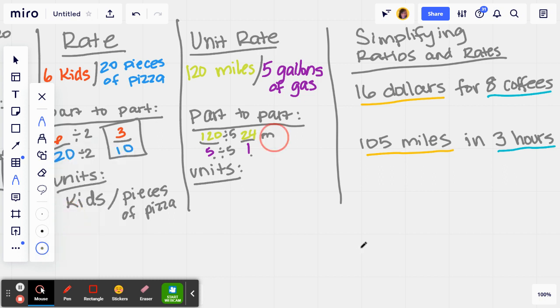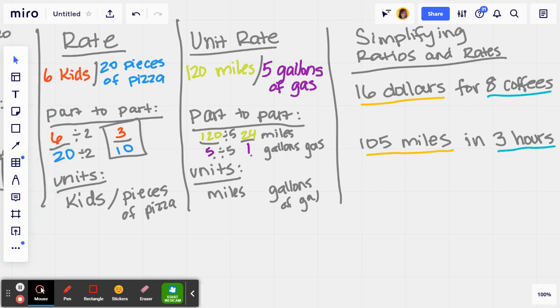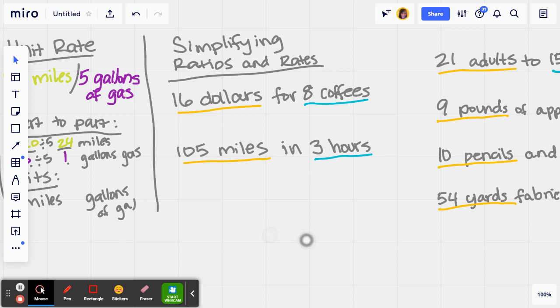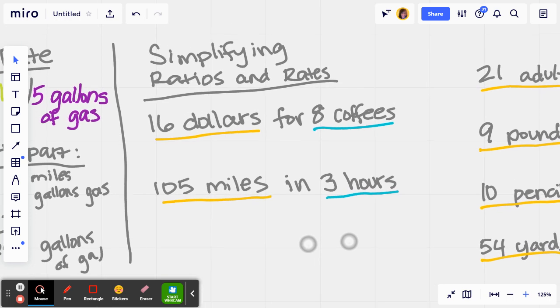Pretty important to know what we're talking about here. Okay, and what are the units? Our units are miles and gallons. Okay, those are different. That's why it's a rate. Okay, we're going to do one more little practice thing here. And we're going to go ahead and make some ratios and rates.